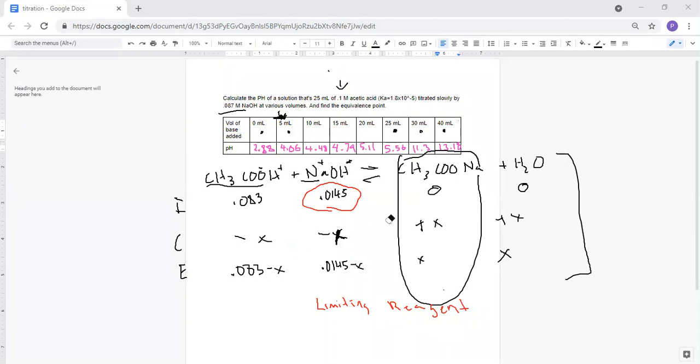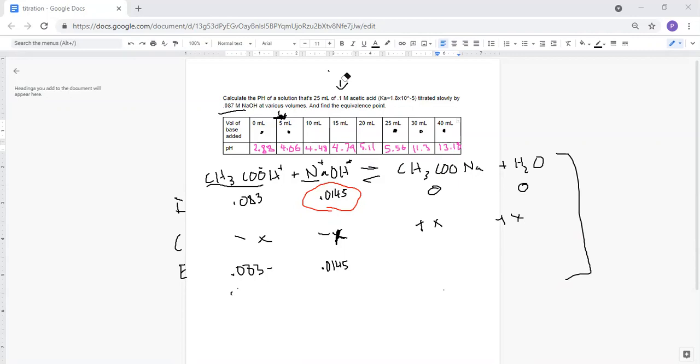So let's get rid of these lines. Okay. So our limiting reagent here, or let's replace our X. Replace all our X's with our limiting reagent. So we're gonna lose 0.0145 molarity of here, and then we're gonna use all our base, and then we're gonna put 0.0145 here and 0.0145 here. So now we can finally solve for our pH.